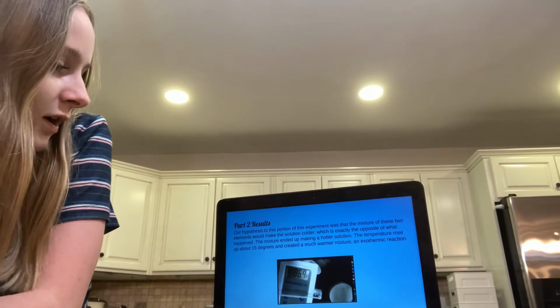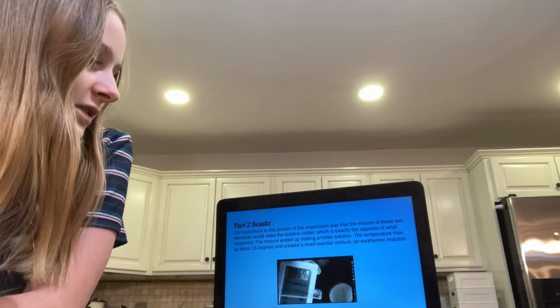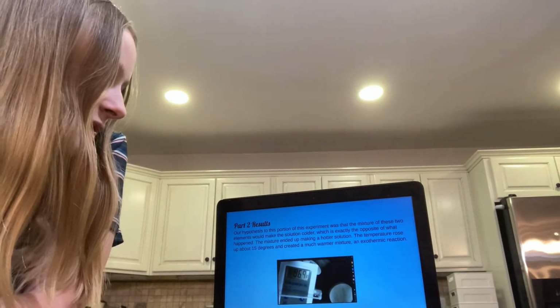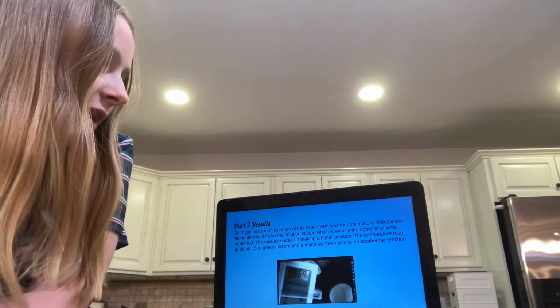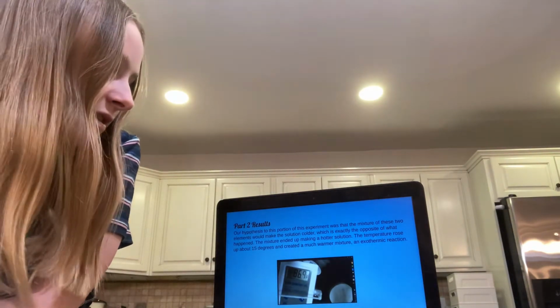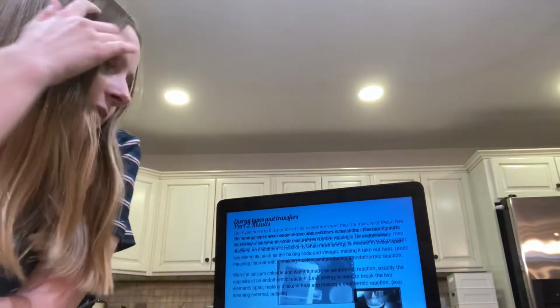Part two, results. Our hypothesis for this portion of the experiment was that the mixture of these two elements would make the solution colder, which is exactly the opposite of what happened. The mixture ended up making a hotter solution. The temperature rose about 15 degrees and created a much warmer mixture, an exothermic reaction.